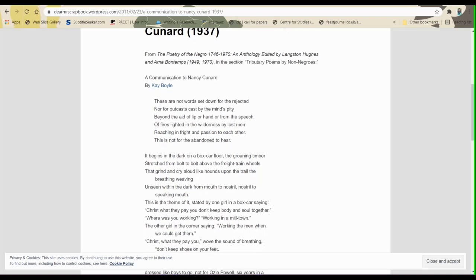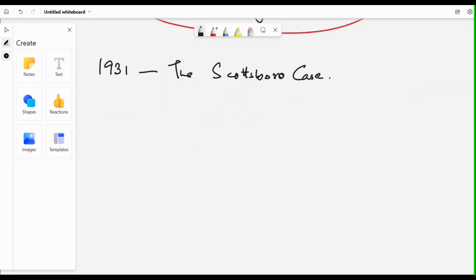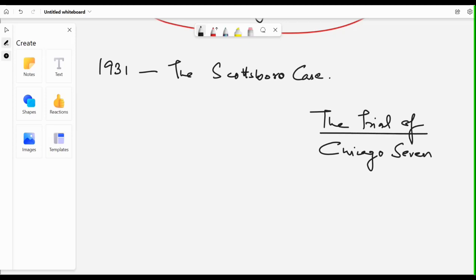The event itself, the Scottsboro case, was very important because it created a chink in the armor of the American justice system. As the trials went on, what was realized was how shallow and scattered with holes the American justice system was. And if you can, I will suggest you watch this movie, The Trial of the Chicago 7. If you watch it, you will know why I'm asking you to watch it.